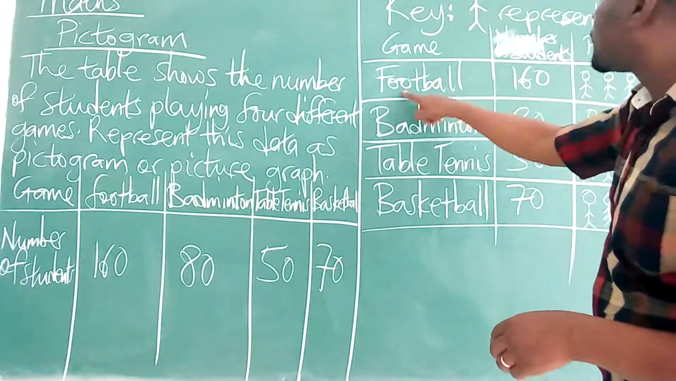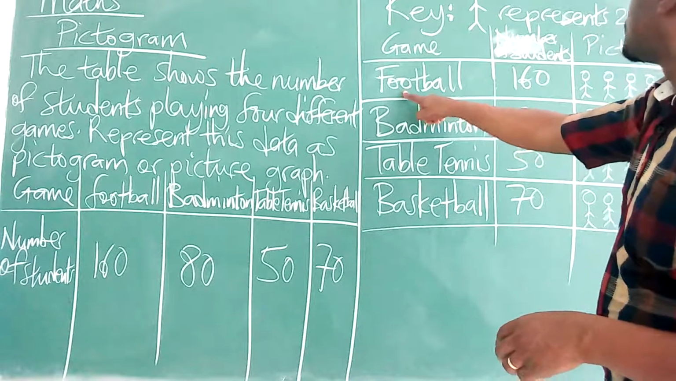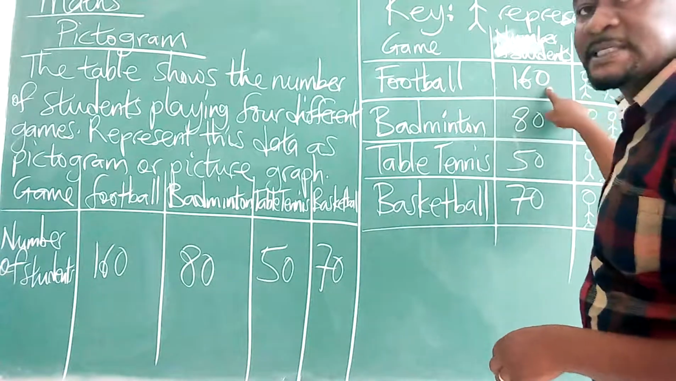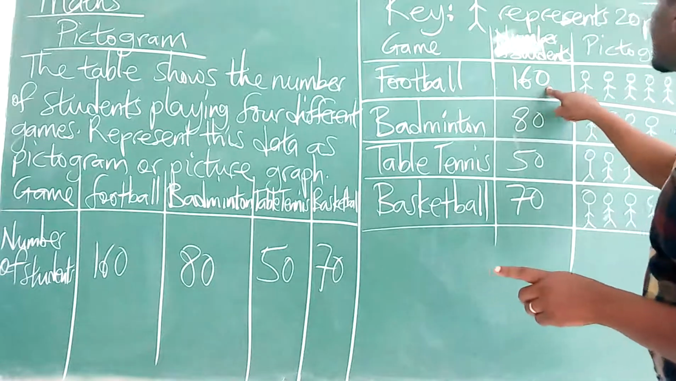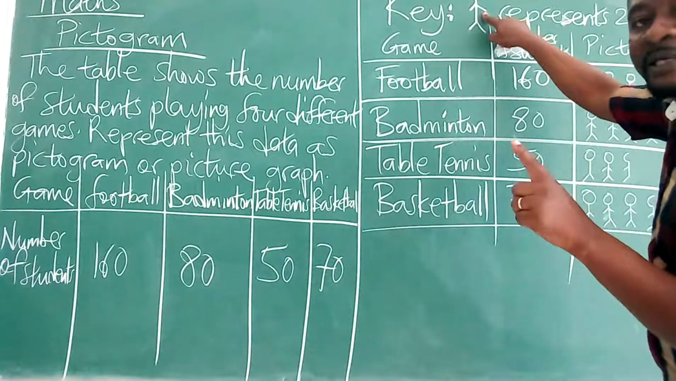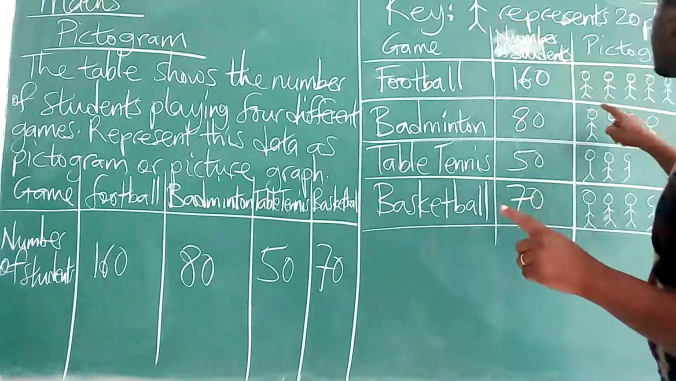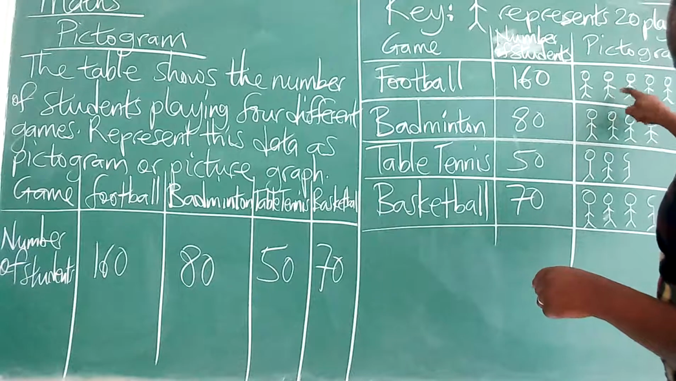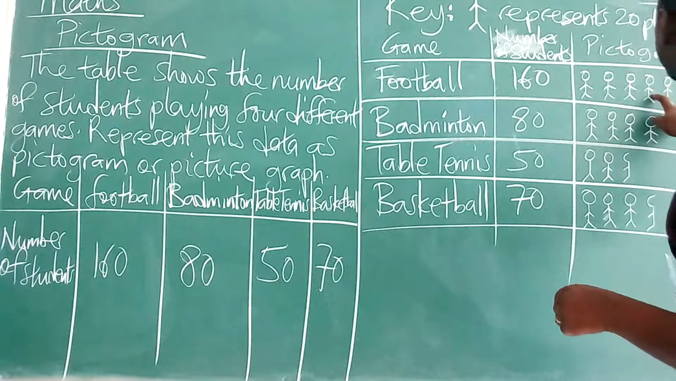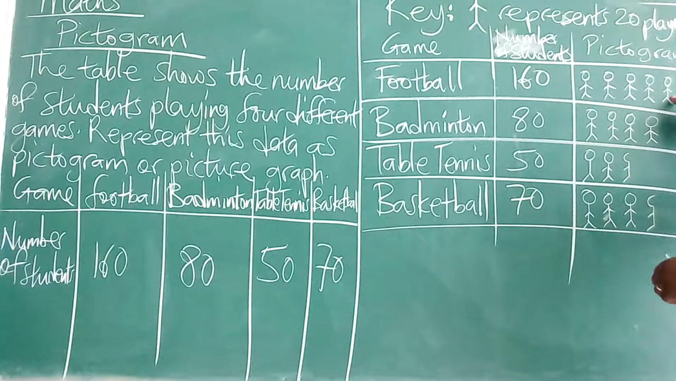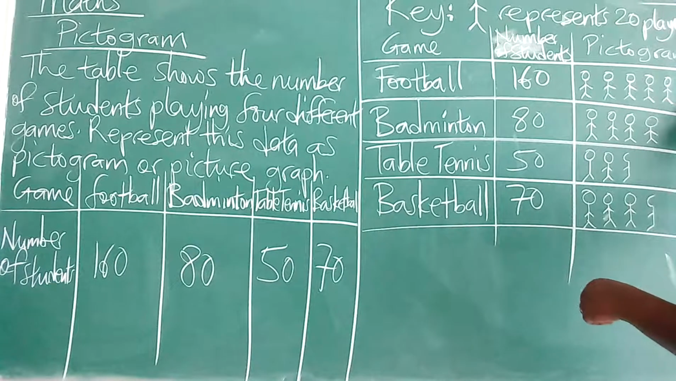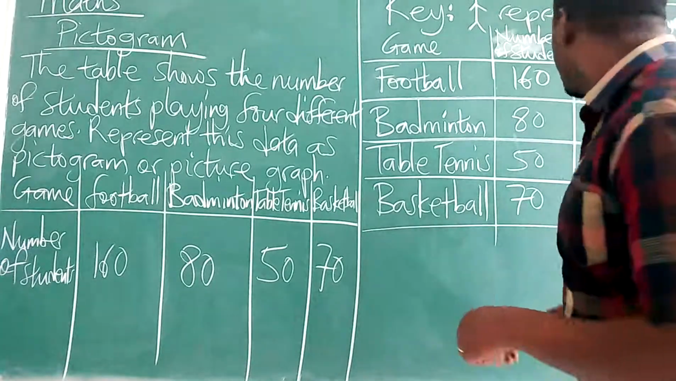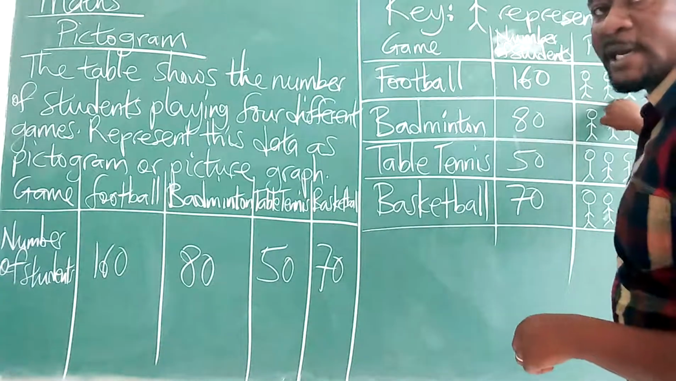So now when we come to football we have 160. If this one represents 20, that means 8 will be 160. 20 plus 20, 40 plus 20, 60 plus 20, 80 plus 20, 100 plus 20, 120 plus 20, 140 plus 20, 160. So that's how you draw the people.